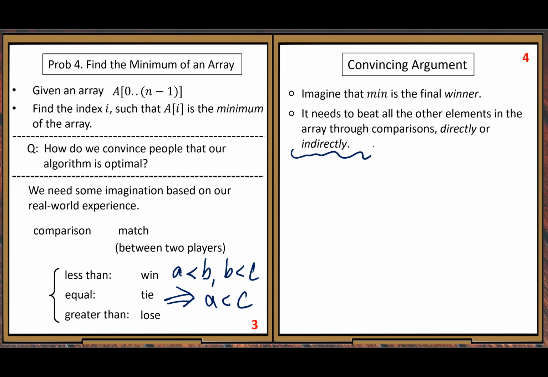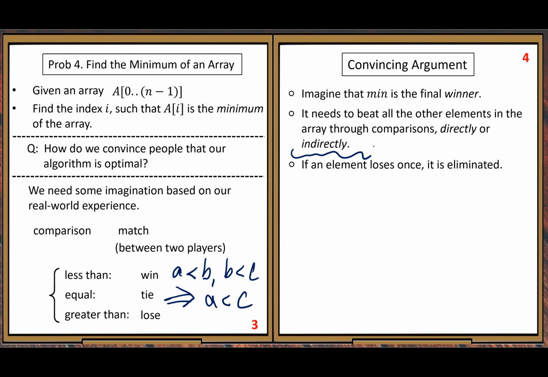So the winner has to beat everybody else directly or indirectly. Do you agree with this statement? Even indirectly, you have to beat that person. Otherwise, how can you claim you are the winner? You cannot claim you are the winner, because there is someone you do not know if you can beat or not. Nobody knows. So that's another argument. Next argument.